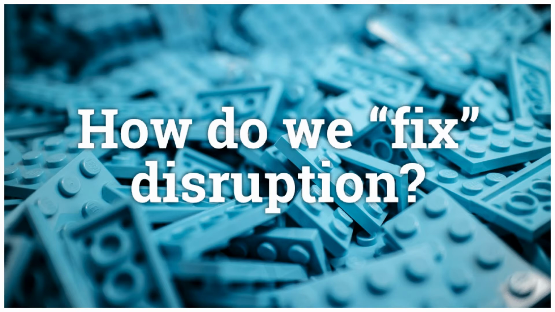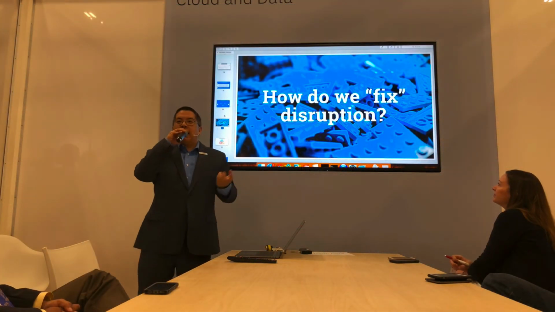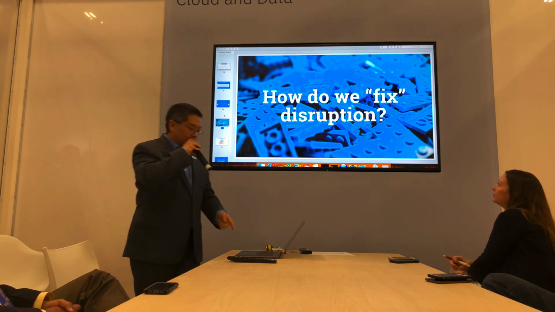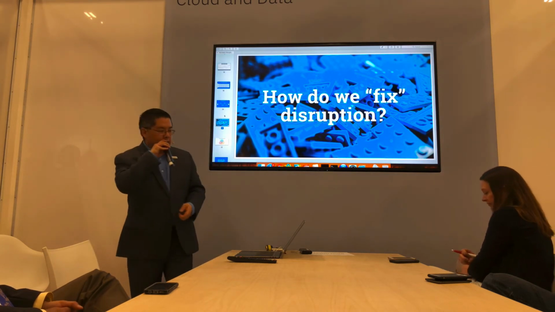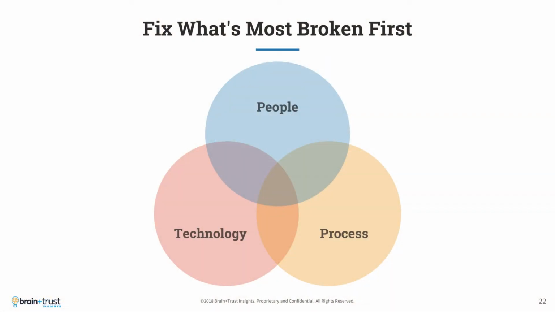So, we have the tools. We know when we're being disrupted. How do we fix that? How do we not be disrupted? Or how do we, as Chairman Rometty said, how do we become the incumbent disruptors? We fix what's most broken.